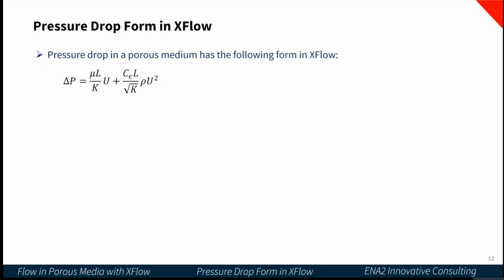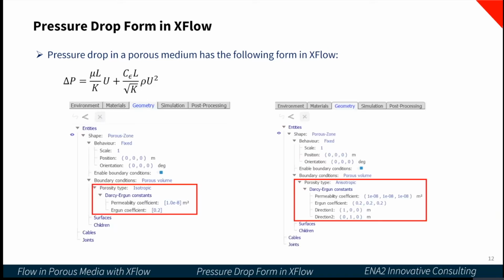The question is, what is the pressure drop form in XFlow? The pressure drop in a porous medium has the following form in XFlow. Again, it uses a second order polynomial with respect to velocity. Mu is the viscosity of the fluid, L is the thickness of the porous medium, K is the permeability, U is the velocity, C epsilon is the Ergun coefficient, and rho is the density of the fluid.